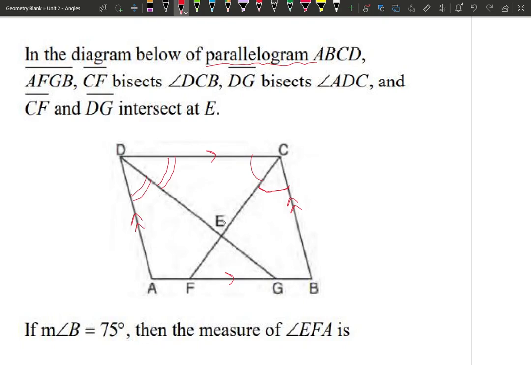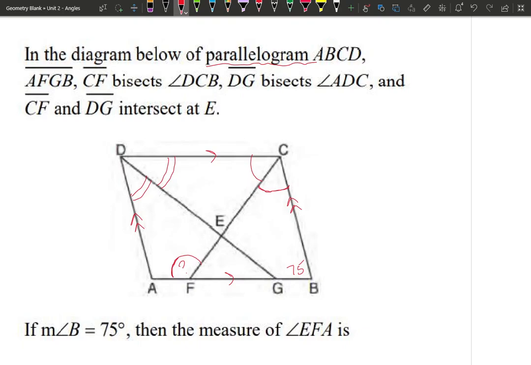If the measure of angle B is 75, okay, so this is 75, then the measure of angle EFA is, so E to F to A is this angle over here. So they want to know that angle. Okay, I'll put a question mark instead. This is the angle that they want to know.